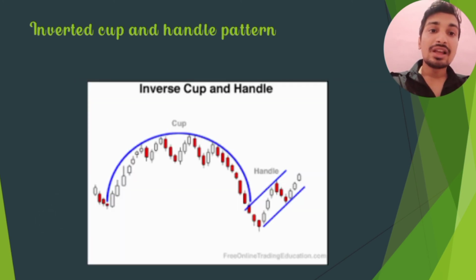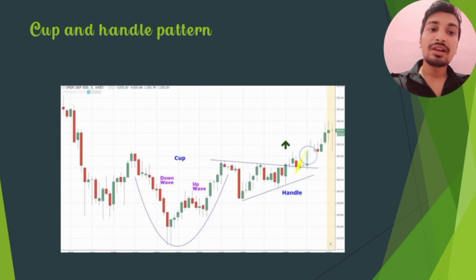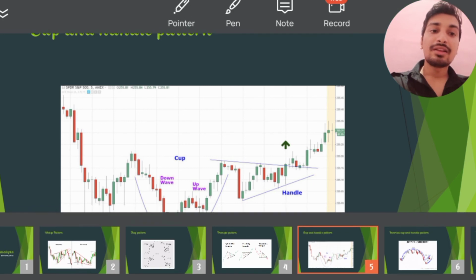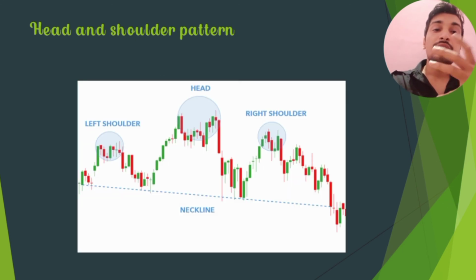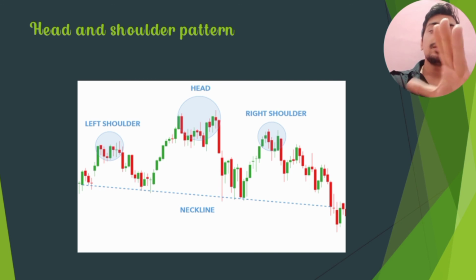Then in this case, if the handle is broken upward, then the company is expected to show upward movement. Here in this case, upward again. Here if the handle is broken downward, the company is expected to show downward movement. So that is what is called the patterns, and you can easily predict the movement of the company from these candlestick patterns.